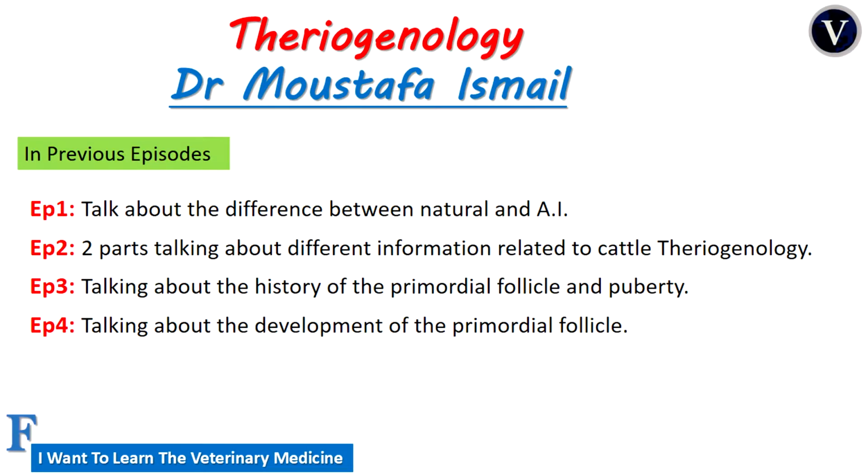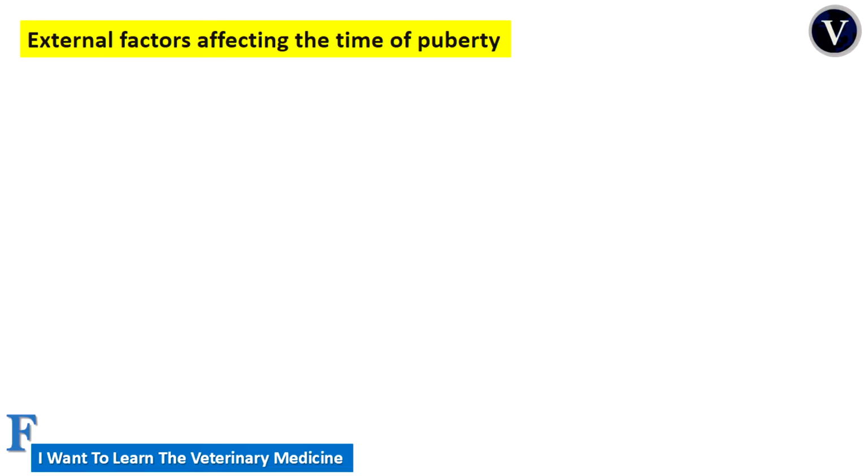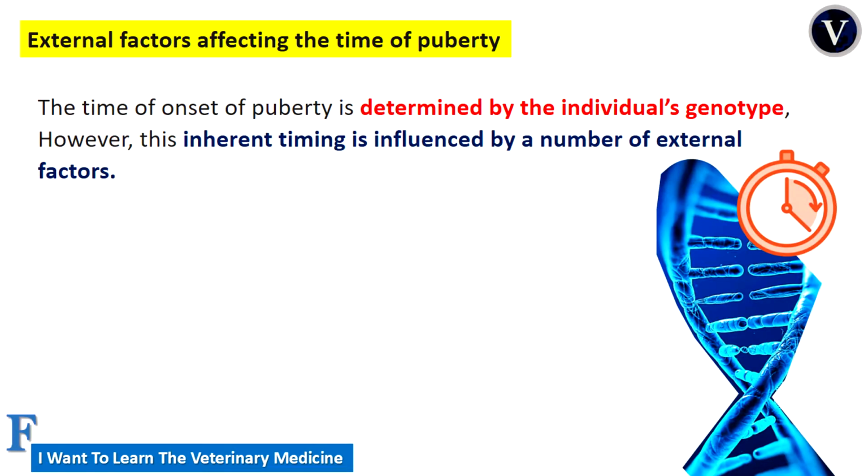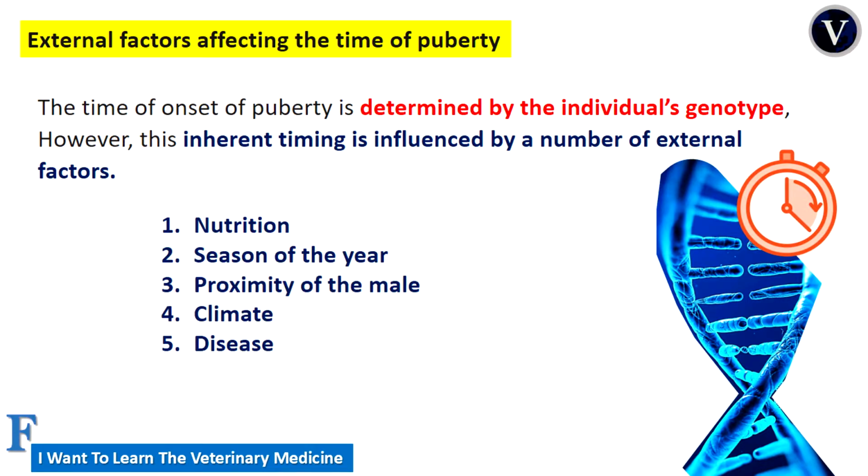Mustafa Mashali. Today we are going to talk about external factors affecting the time of puberty. The time of puberty is determined by the individual genotype. However, this inherent timing is activated by a number of external factors. So the time is related to genotype, but it is activated by external factors.